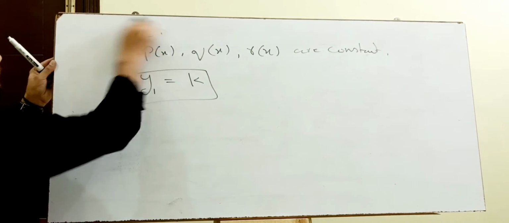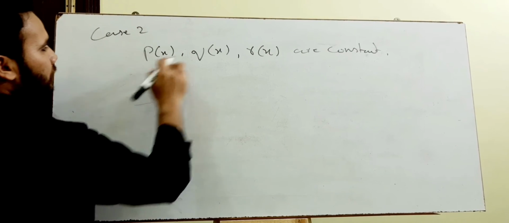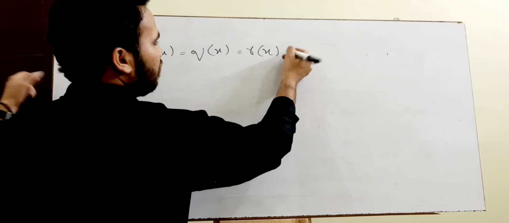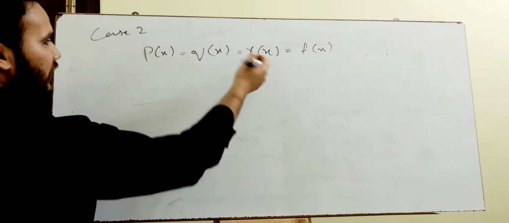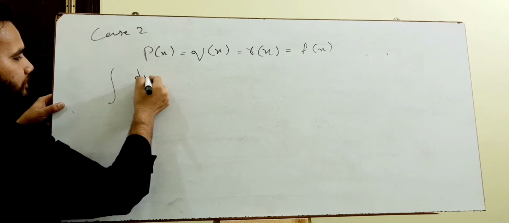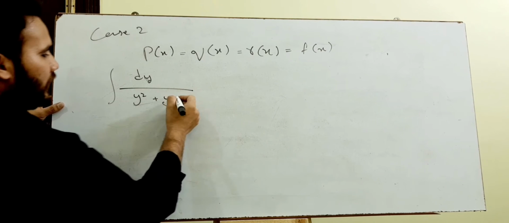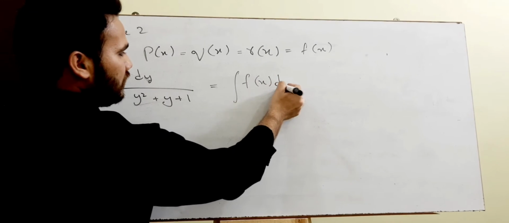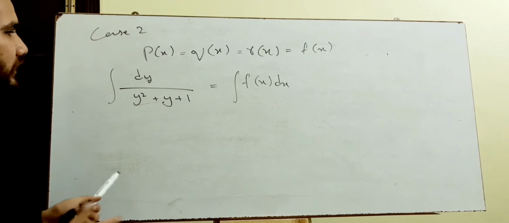And case number 2, if this p of x, q of x equals to some function, a new function f of x, then we can easily solve our Riccati differential. If these all are same, then we can easily solve our Riccati equation by using this technique, dy over y squared plus y plus 1 equals to integration f of x dx. Then our Riccati differential equation can be easily solved by this technique.